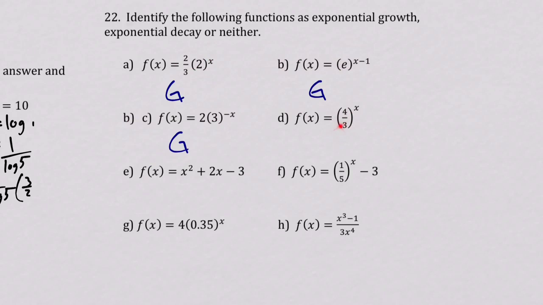D, 4/3 to the power of x. That's a variable. That's an exponent. This is exponential. 4/3, don't get confused. It is a fraction, but it is bigger than 1. This is 1.333, so that's growth again. E, x squared plus 2x minus 3. That is not exponential, right? You're looking for an exponent that is a variable. The exponent here is 2. All the variables are not exponents. They're bases, so not exponential, so neither.